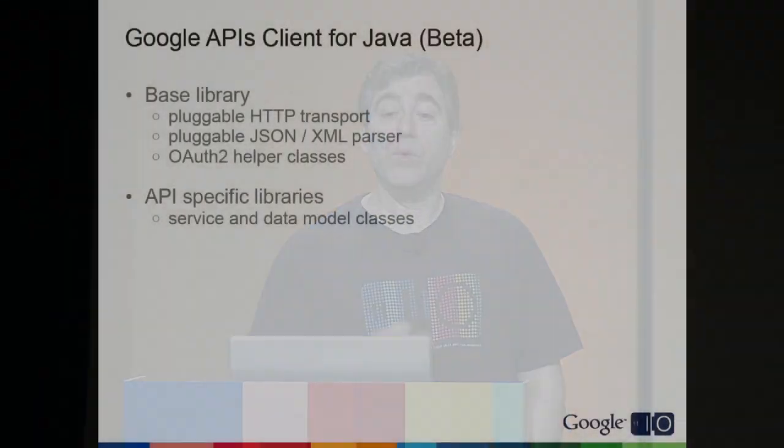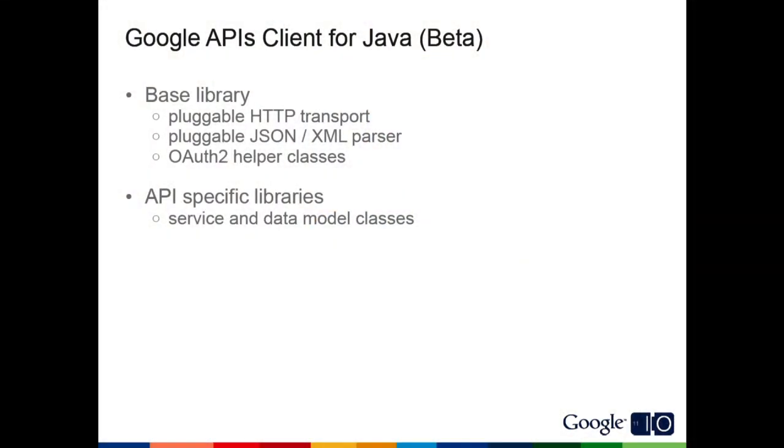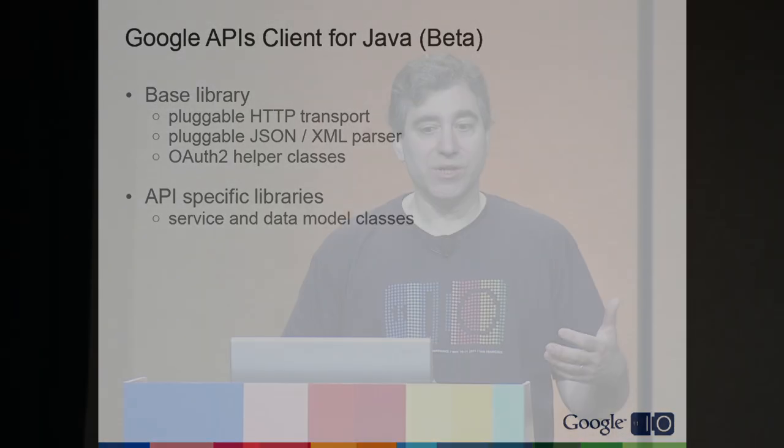Above the base library, we have API-specific libraries. So there is one for Buzz, URL Shortener, Moderator. These are built with the discovery mechanisms. In the same way the APIs Explorer generates itself on the fly from discovery, we can use this to generate strongly typed Java libraries. They consist of a service factory, which makes the requests to the service, and data model classes, which represent the actual data elements that the service provides.